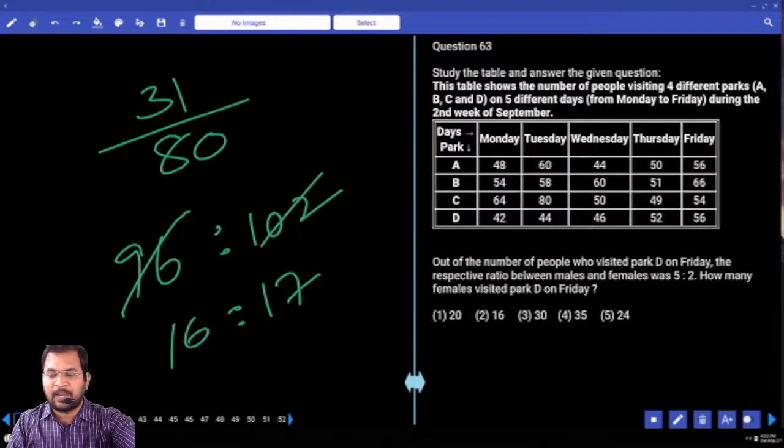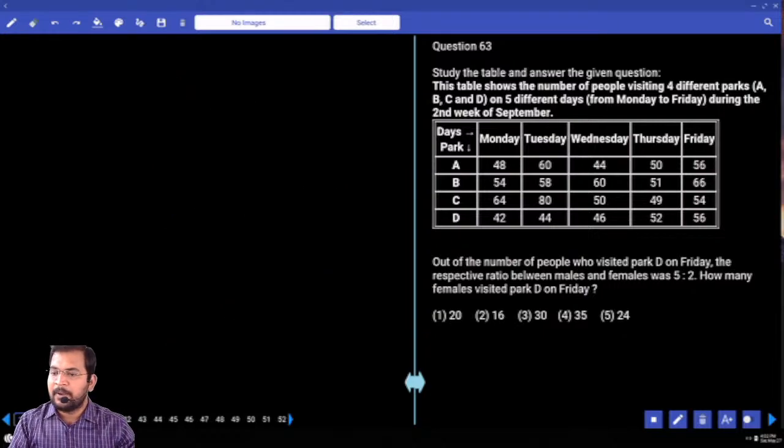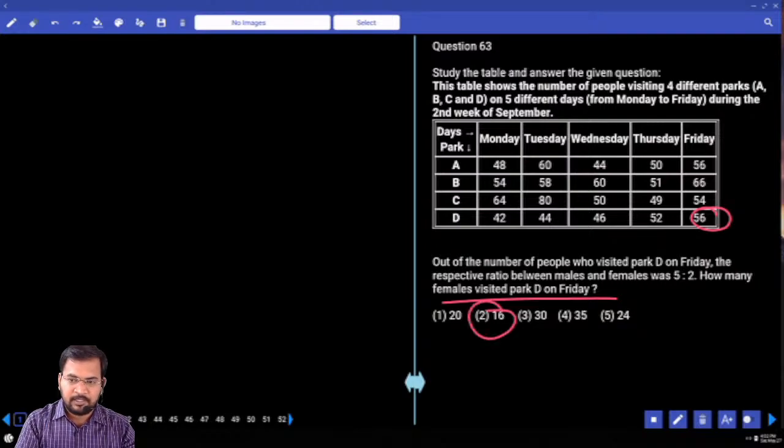Out of the total number of people who visited Park D on Friday, 56. The respective ratio of the male and female is 5:2. 7 parts, 7 parts is 56. Each part is 8. Females are 2 parts, so 2 into 8. Your answer is 16.